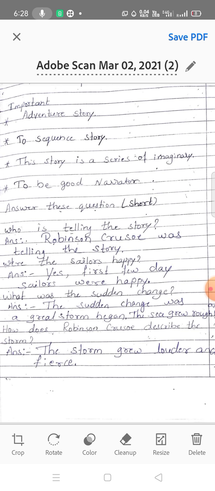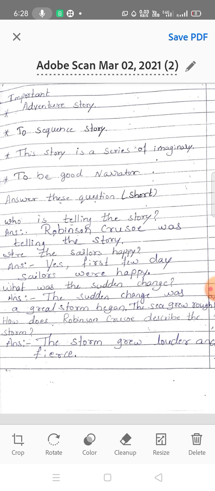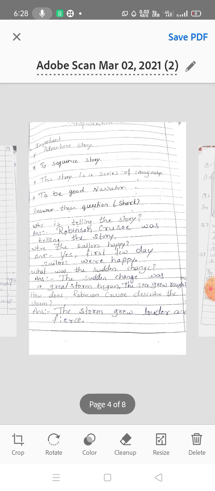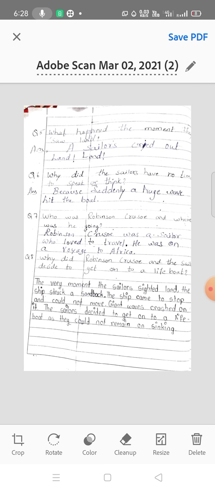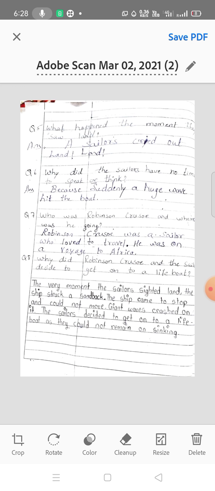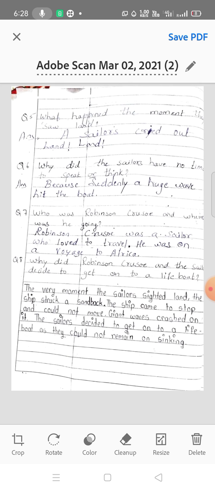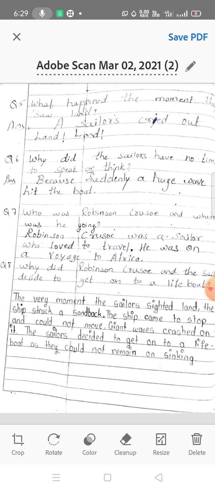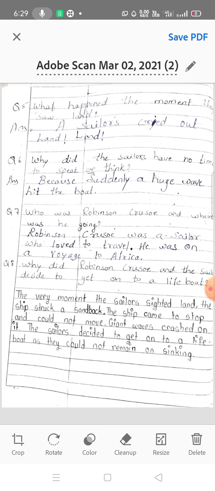The sea grew rough and angry. How does Robinson Crusoe describe the storm? The storm grew louder and fierce. What happened the moment he saw land? A sailor cried out, "Land, land!" Why did the sailor have no time to speak or think? Because suddenly a huge wave hit the boat.